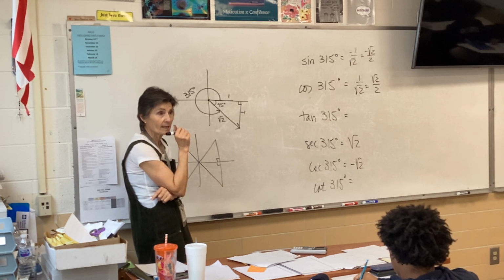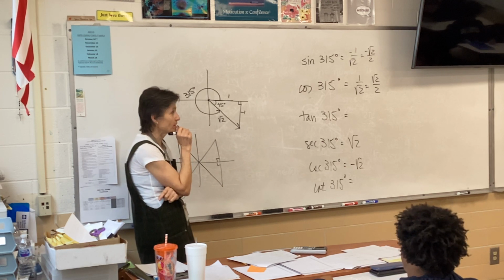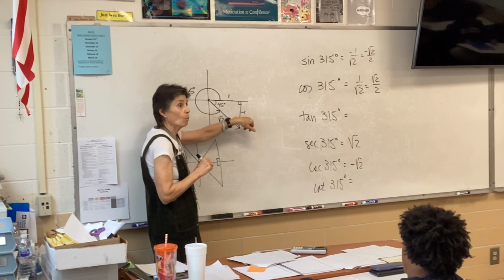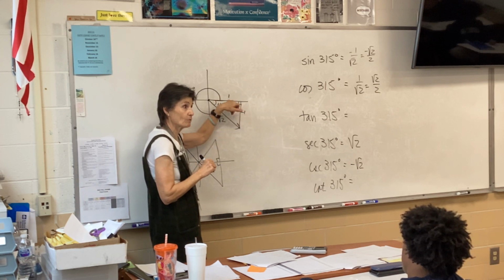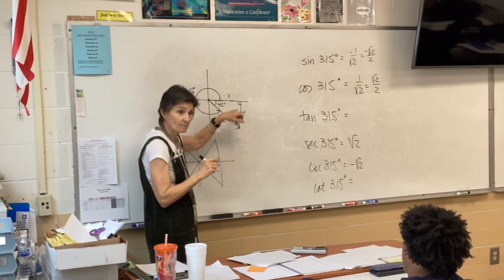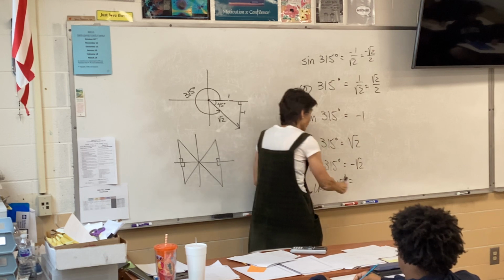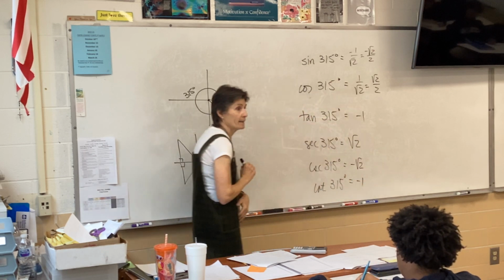Are you following along, guys? Are we managing? Okay. What's tangent? Tangent is y over x, or opposite over adjacent, so that would be negative 1. And then obviously its reciprocal will also be negative 1.